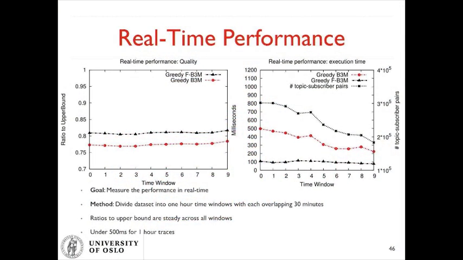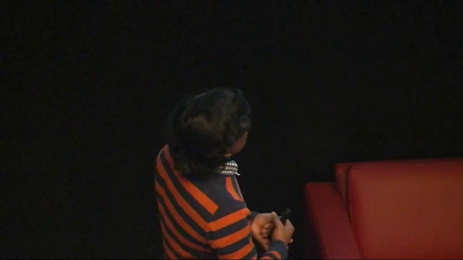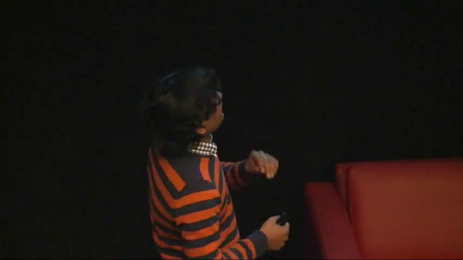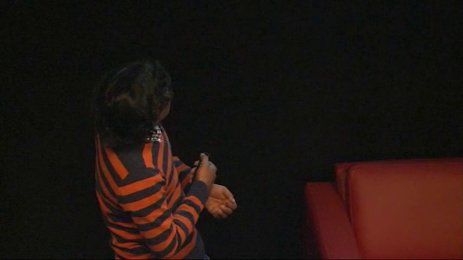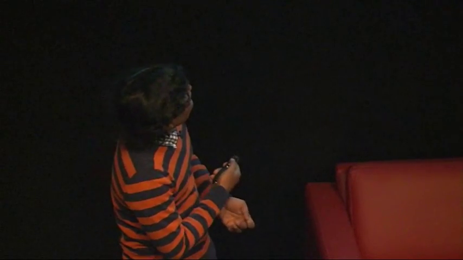We also wanted to see how the heuristics perform when we recompute at periodic intervals with the changed workload in, let's say, the last 1 hour or so. For this case, we divided the workload into hourly windows with 30 minutes overlap with the neighboring windows. And we wanted to measure both the running times as well as the ratio to the derived upper bound. And we see that it's pretty constant across all the windows. This is for 10 hours of time.